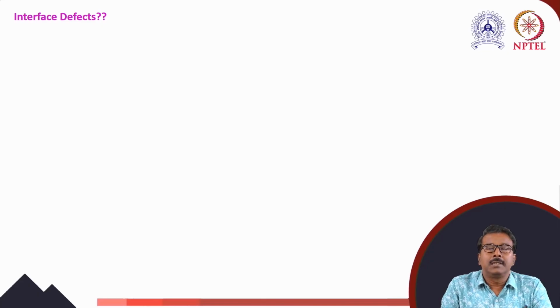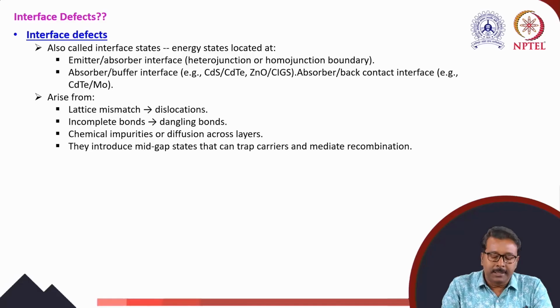So first let us discuss the interface defects. What is interface defects? It is also called the interface states. State always indicates some energy levels. And these energy levels are located at either the emitter or absorber interface, in case of a heterojunction or homojunction boundary.